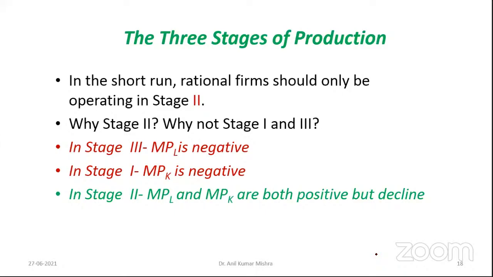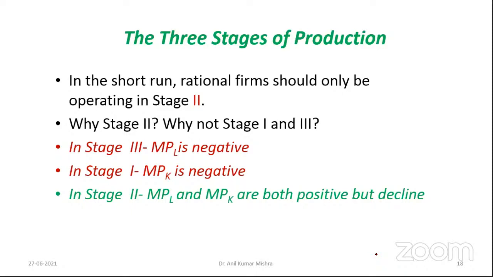But if you move to the third stage, your fixed factor will be overutilized. Your fixed factor being overutilized means depreciation takes place, obsolescence takes place, right? Your productivity power is reduced, right? And side by side, a huge amount of unnecessary labor is there. So that creates a burden on the production process. Therefore, a rational producer does not try to produce in the first phase and third phase of the production process.